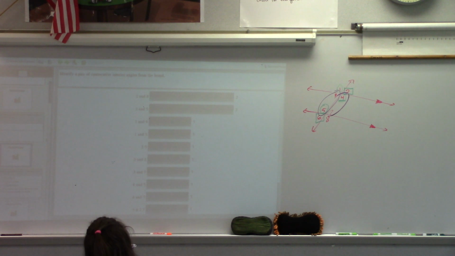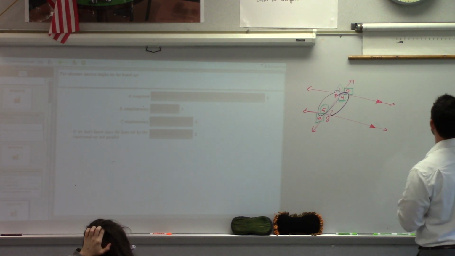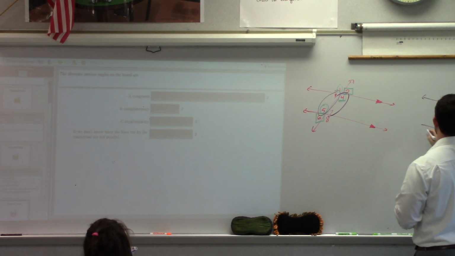Yep. Weirdly enough, for some reason, they don't have a consecutive interior or a consecutive exterior. I don't know why, but they don't. This is not a thing for some weird reason. Okay. Alternate interior angles, which I have butchered that drawing, so let's redraw that quickly.